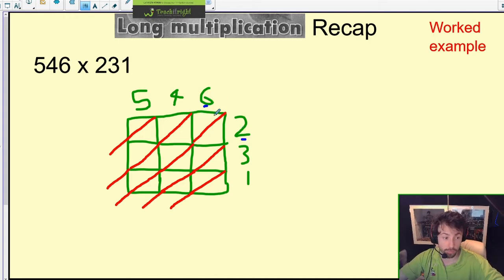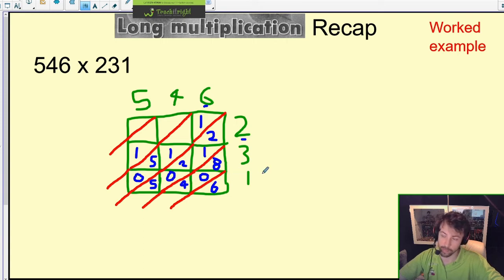6 times 2 is 12. The tens, the 1 of 12, goes in here. The units, the 2, goes here. So 6 times 3 will go in this box, so that's 18. 6 times 1 doesn't have any tens, so it's 0 tens and 6 units. And that's how you fill out the boxes. And it doesn't matter the order, so I could do 5 and 3 for 15, then 4 times 3 for 12, and then 5 times 1, which is 0 and 5, 4 times 1, which is 0 and 4.